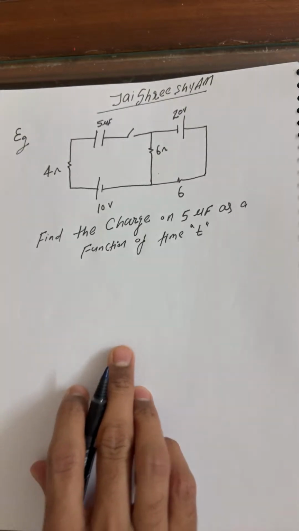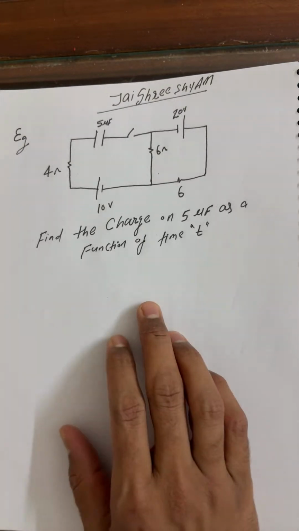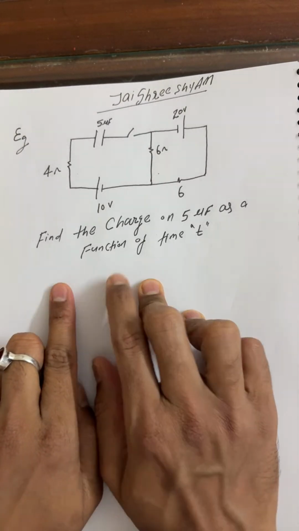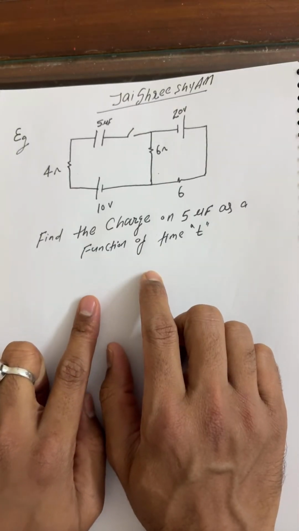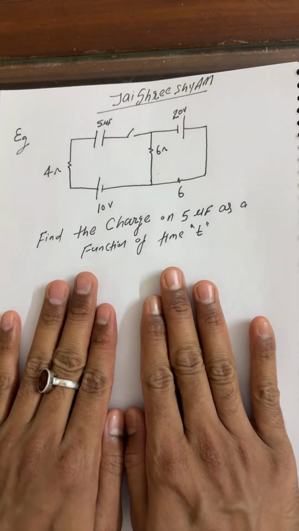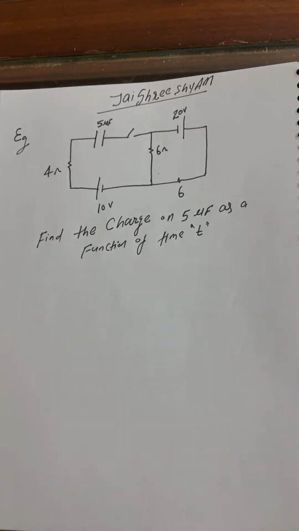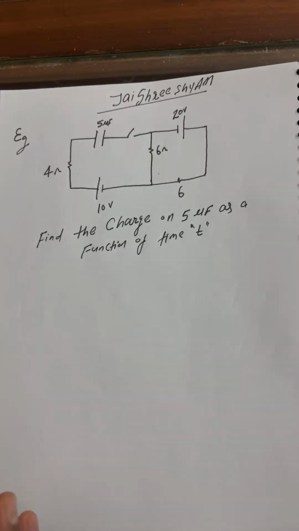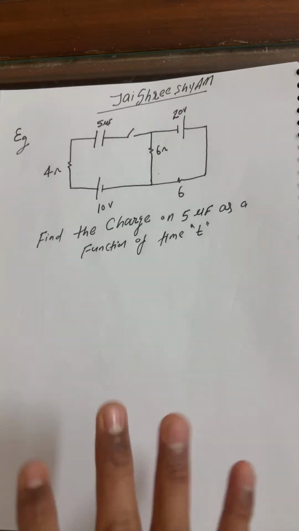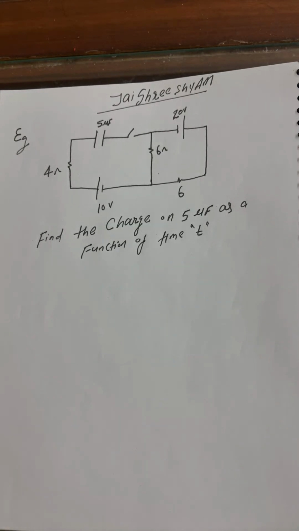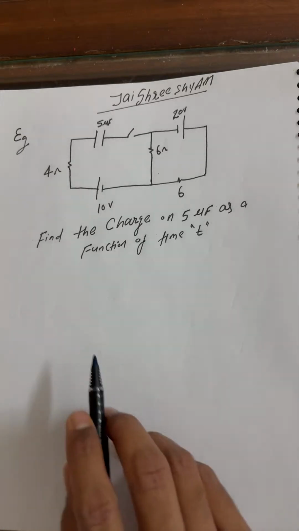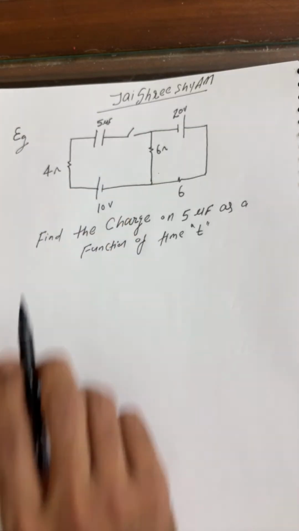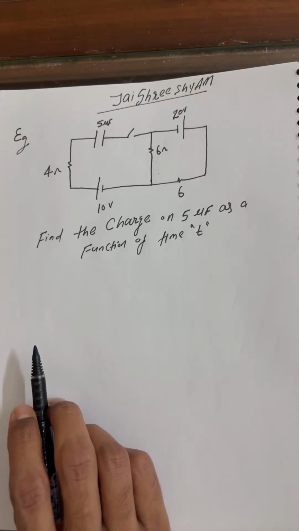I'll revise the formula with the help of the numerical. That's why this is the first numerical. I'm going to find the charge as a function of time t. Stay in the live session, students. You will get everything on the RC circuit. So this is the condition. We wish to find the charge as a function of time t on the 5 microfarad capacitor.